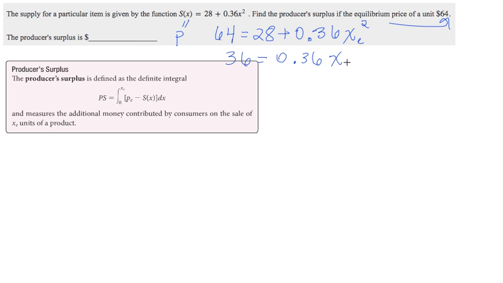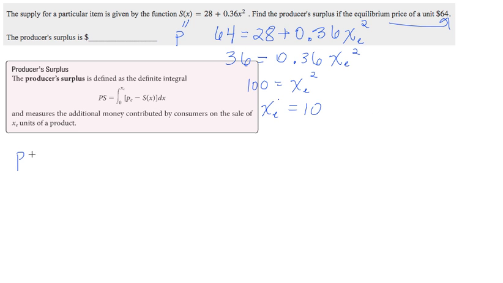You can see these numbers are going to come out pretty nicely because 36 divided by 0.36 is 100. So X sub b is positive or negative 10 when you take the square root of both sides, but a negative number obviously makes no sense in this situation. So we'll go with positive 10.